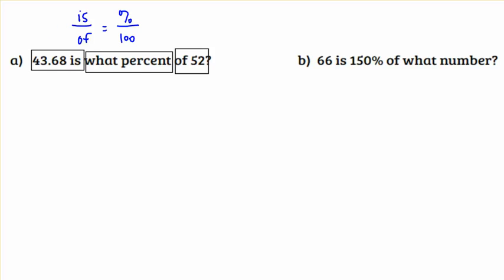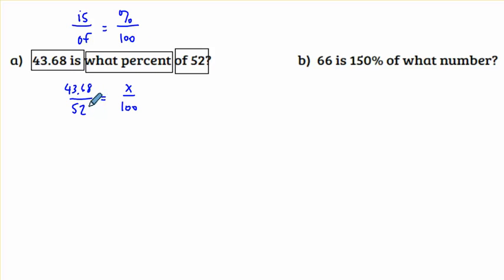And so in our is spot in the top left, we have 43 and 68 hundredths. Our of spot is actually found at the end, which would be 52. An equal sign is always in the middle, and the percent is our variable. We don't know what it is, so we'll put X. And then 100, of course, always is the number in the bottom right. And so we have now a proportion that we know how to solve.